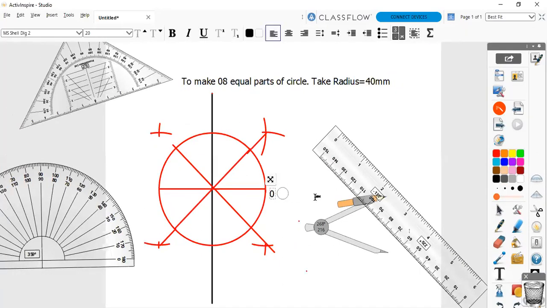Let us say this is my point number 0, this is my point number 1, this is my point number 2, this is my point number 3, this is my point number 4, 5, 6, 7, and here is the 8th part. So in this manner I have made 8 equal parts of the circle by taking the radius of the circle equal to 40 mm. Is it clear to you?